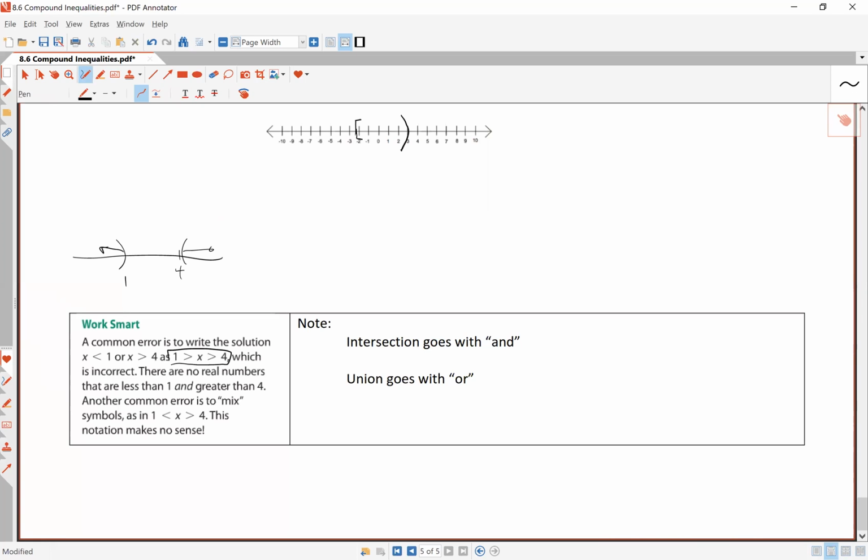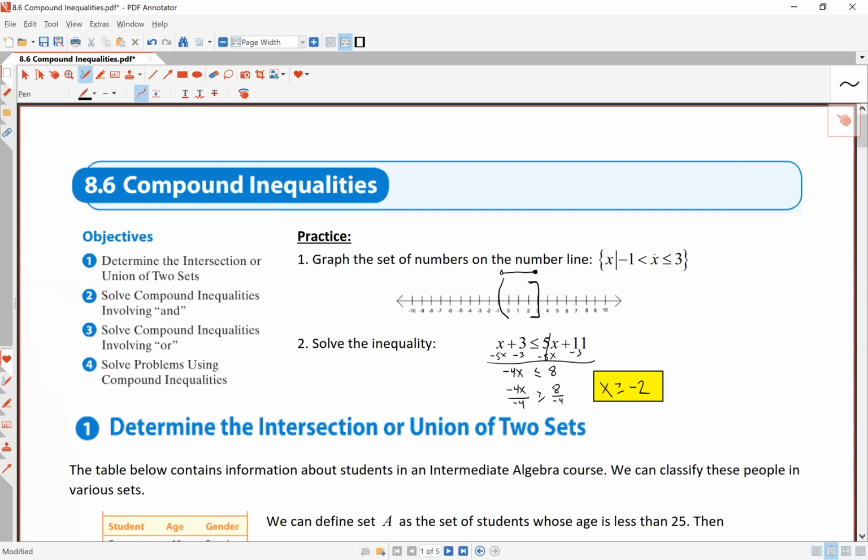And the last note, remember that intersection means what they have in common. So what they both have would be and. Union is if one has it or the other one has it, then it goes in the union. And this concludes the video for section 8.6, compound inequalities. Objective 3, solve compound inequalities involving or.